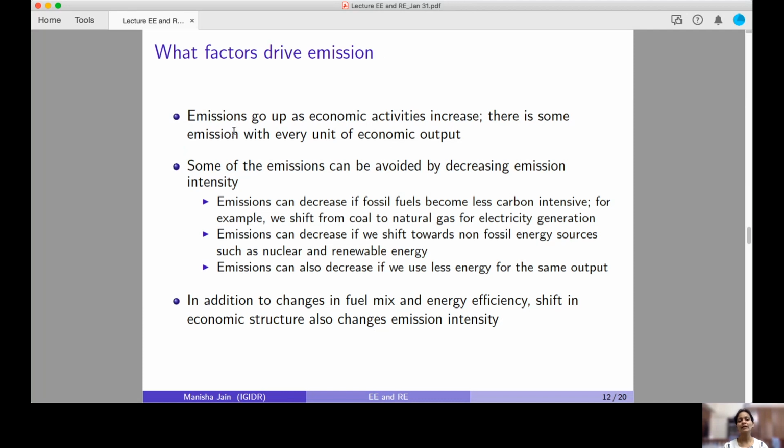So actually it should have been emissions go up as economic activities increase. Emissions will go up as long as we are not replacing fossil fuels. If economic activities don't increase, then emissions will come down. So the total emissions will come down depending on what we are doing to our emissions intensity. So some of the emissions can be avoided by decreasing emission intensity.